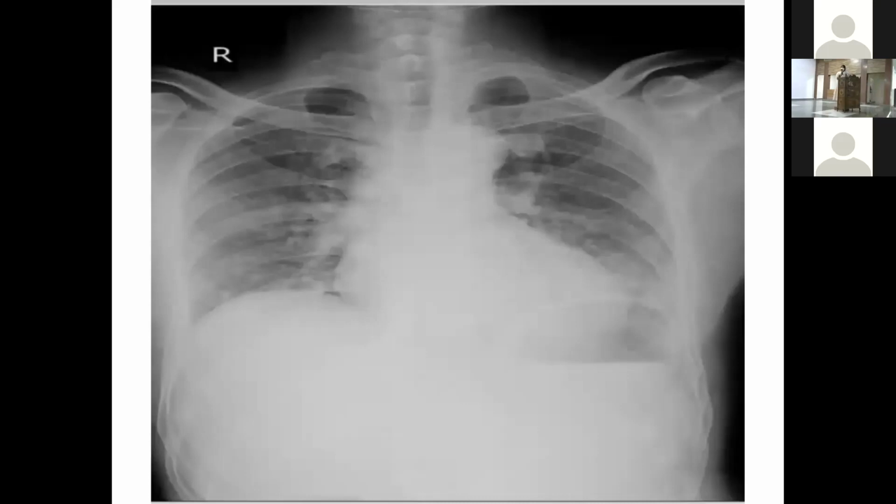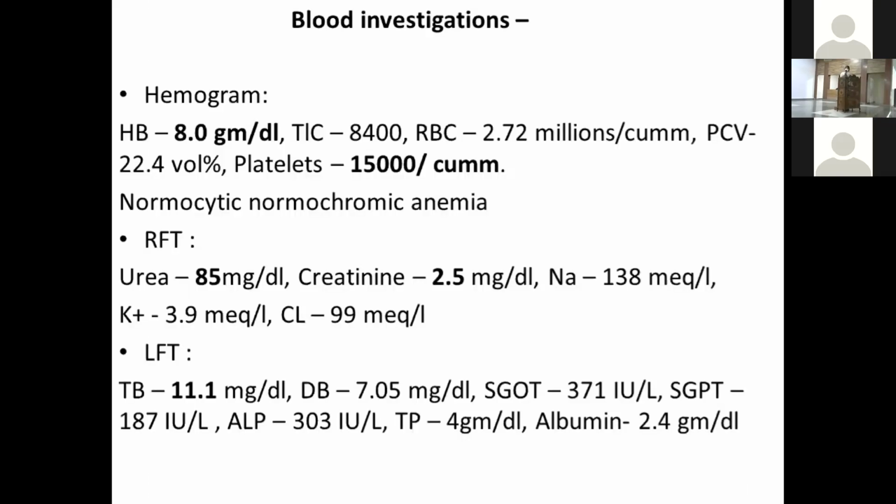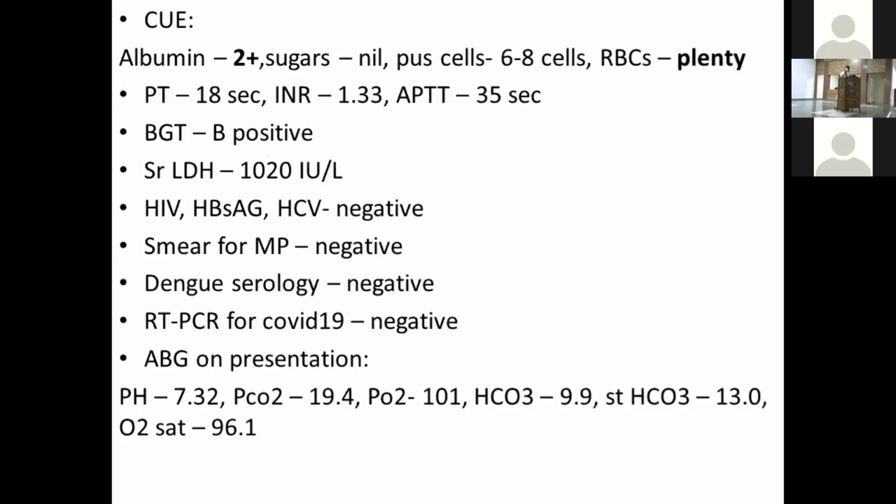This is the X-ray on the day of presentation, which was showing normal. On routine blood investigations, we found the Hb was low and thrombocytopenia with a platelet count of 15,000, and his TLC was around 8,400, and deranged RFT and LFT. His urea was elevated and creatinine was around 2.5. His bilirubin was around 11.1 with moderate elevation of the liver enzymes. And the CUE was showing 2+ albumin, suggestive of proteinuria with plenty of RBCs.